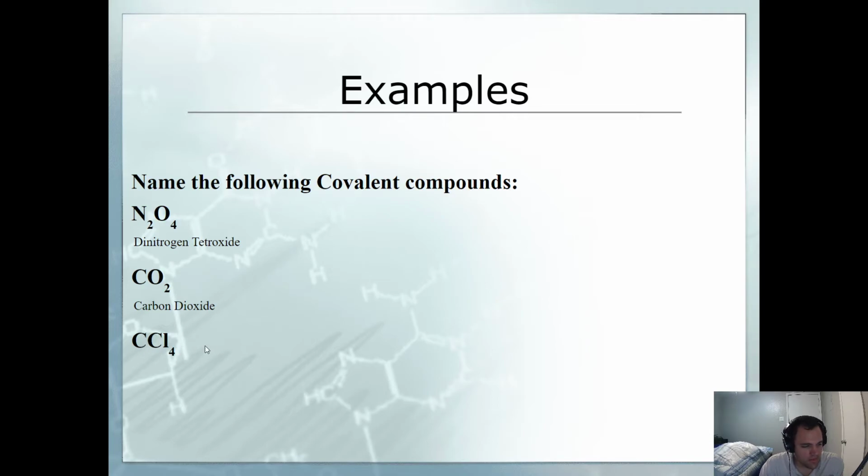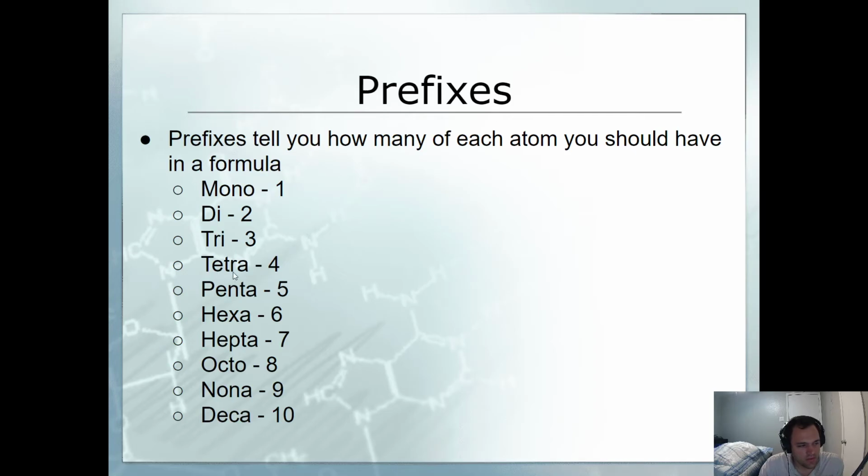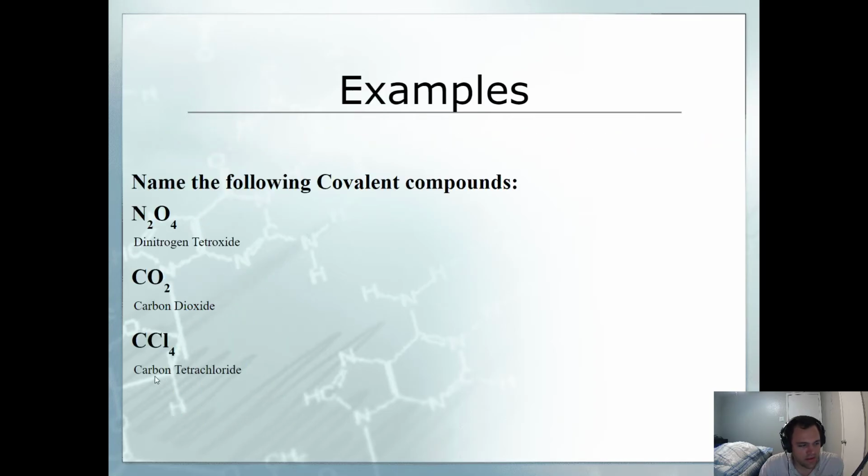This one we've got carbon and Cl, which is chlorine. So carbon's further left, so it comes first. And chlorine would turn into chloride, just like it would if it was an ion. And then we've got 1 carbon, and again, if it's the first one, you don't have to write the mono. So this would just be carbon. And then 4 chlorines would be tetra as our prefix. So this would look like carbon tetrachloride.